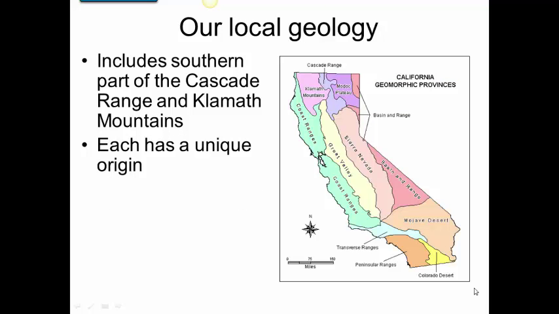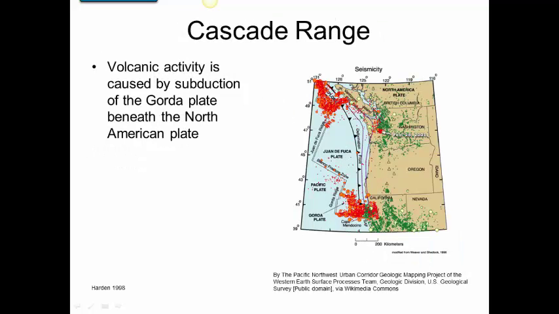Now let's take a look at how some of these geological processes have played out locally to shape our terrain, and we'll also take a look at some of the locally abundant rock types. We have a very diverse geology locally, including the southern portion of the Cascade Range, which is outlined on this map in blue, and the Klamath Mountains to the west, which are outlined on this map in pink. Each of these has a unique origin, but both have been heavily influenced by subduction.